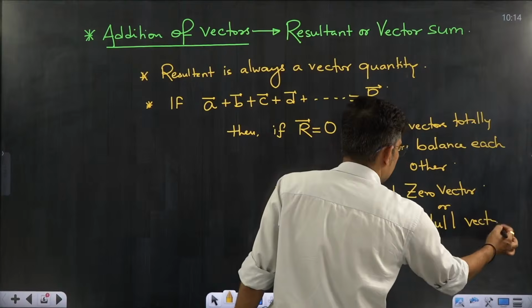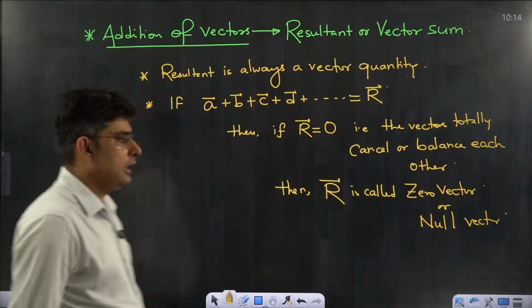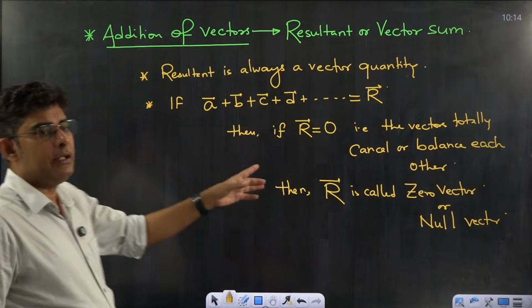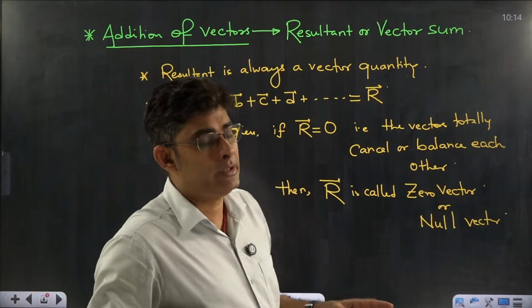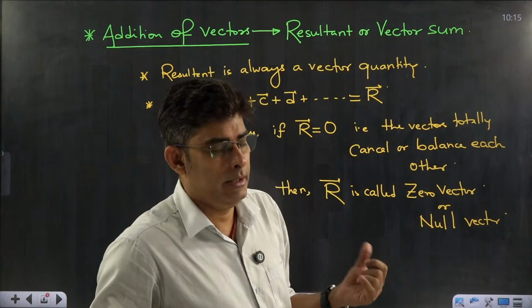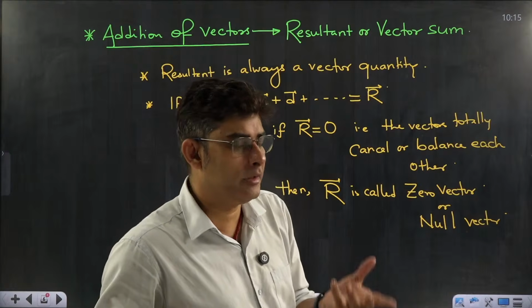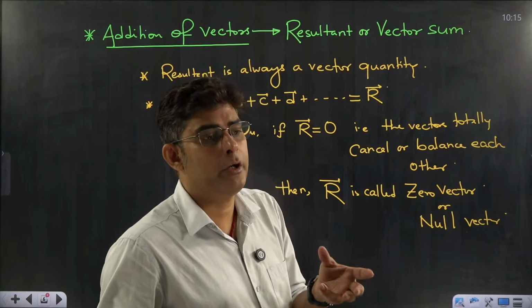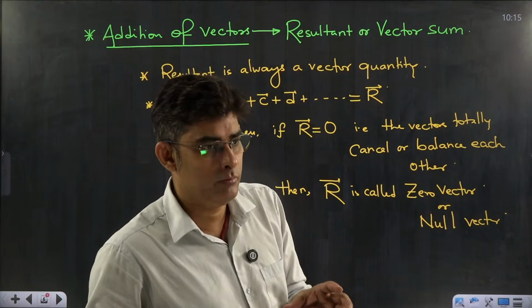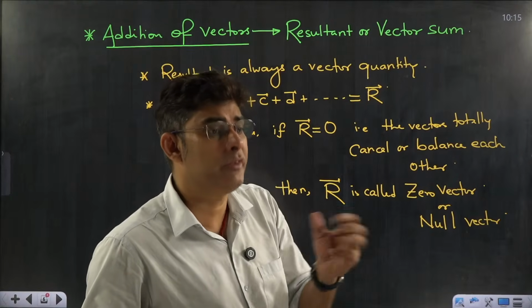This is called a null vector. If we apply the concept of null vector or zero vector in the case of forces, if the net force on a body is 0, force is also a vector, then we get what we call the condition of equilibrium, or Newton's first law.